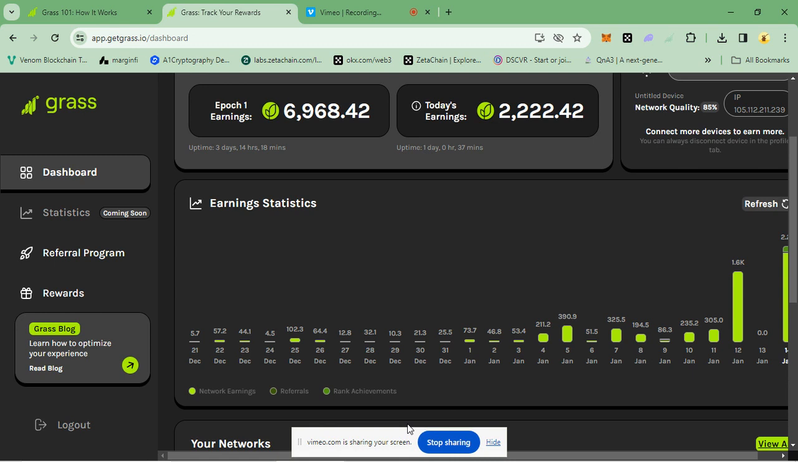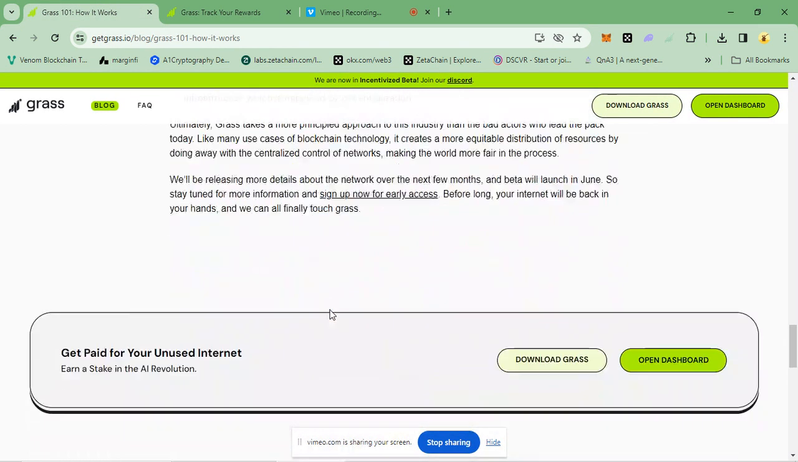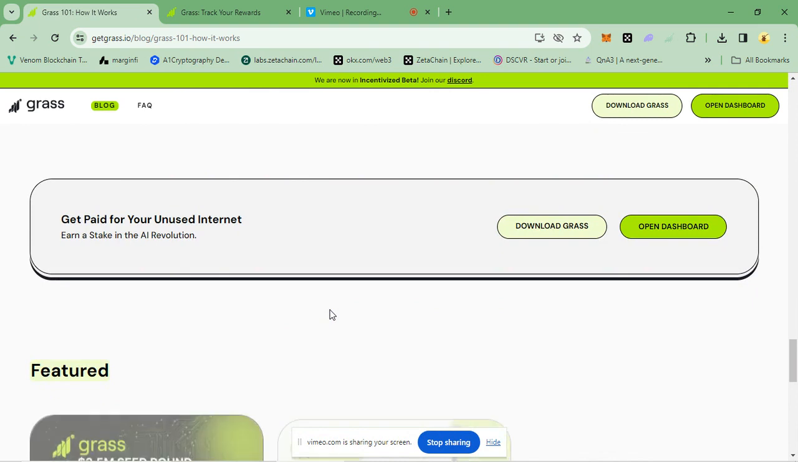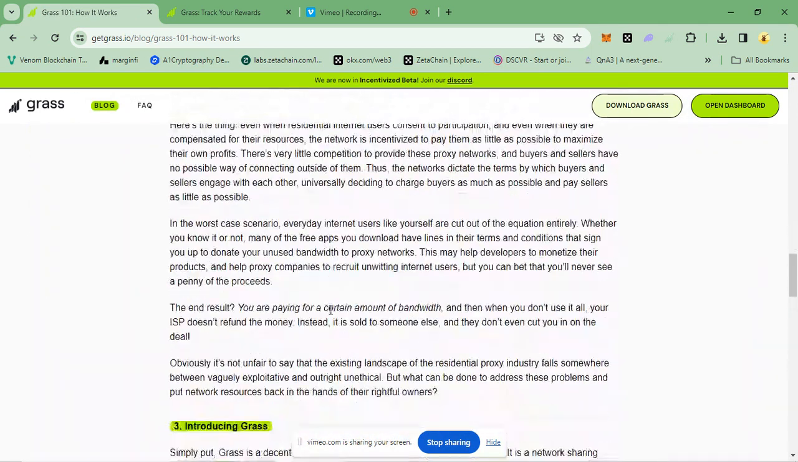And today we're going to be talking about Grass Network. What is Grass? I'm going to head straight into the blog, and I'm going to show you what you don't know about Grass Network. So let's go back up here, introducing Grass.